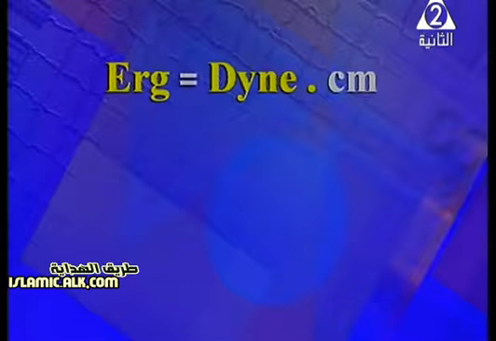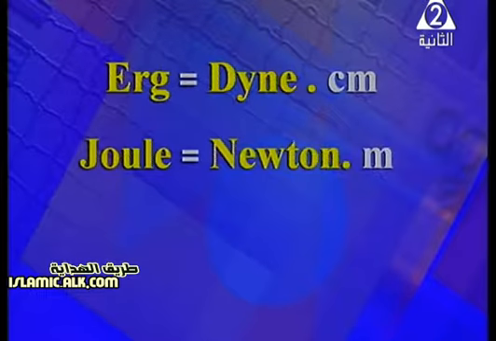Erg, equals dyne times centimeter. The work, its unit is erg. What is the erg? It is the dyne. What is the dyne? The unit of the force. Dot centimeter. What is the centimeter? The unit of the displacement. Then erg, the unit of the work, equals dyne times centimeter. Joule is the unit of the work, equals Newton dot meter.